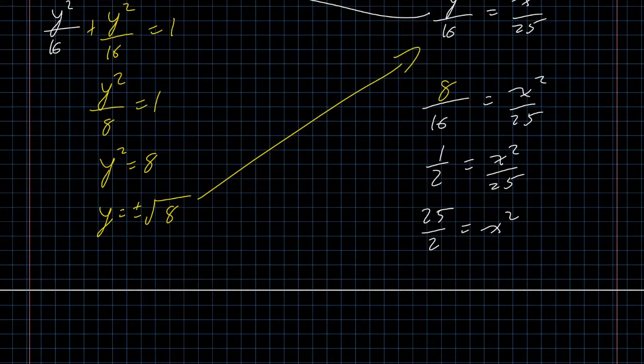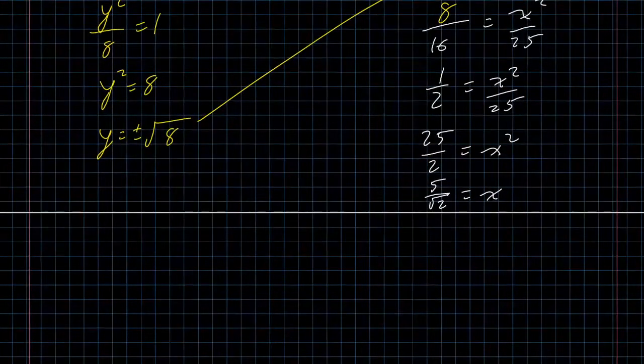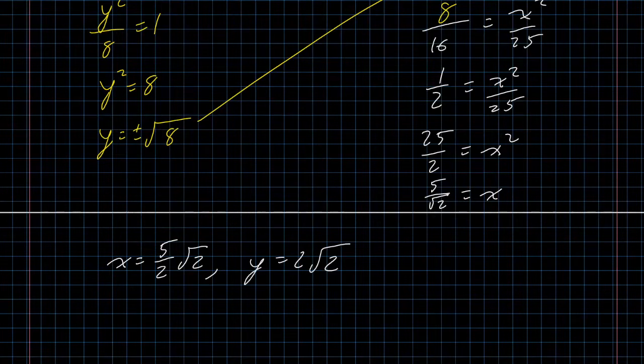And taking the square root, I get 5 over the square root of 2 is equal to x. I can simplify, I can rationalize. I probably will do that. So that would be that x is 5/2 the square root of 2, and y is 2 times the square root of 2. And again, we take the positive and negative of each of those, and we get the 4 endpoints of our rectangle. All right, and that's the method of Lagrange multipliers.